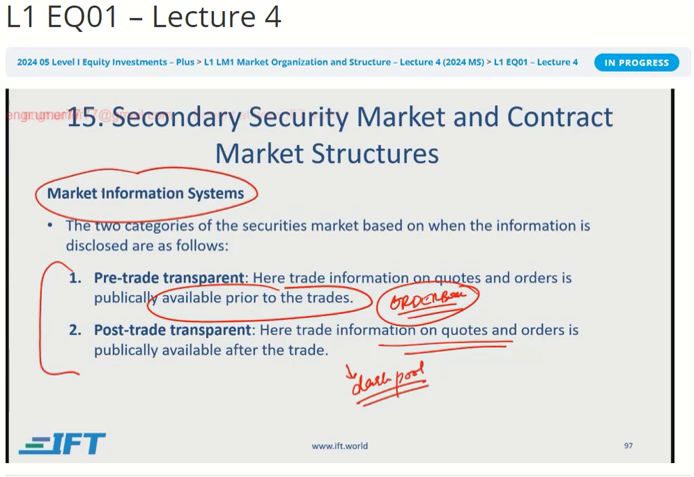In a lit venue, right? So you have lit venues. In a lit venue like the New York Stock Exchange, you will see both post and pre-trade, but in a dark pool you will not see the pre-trade, only post-trade you will be able to see.